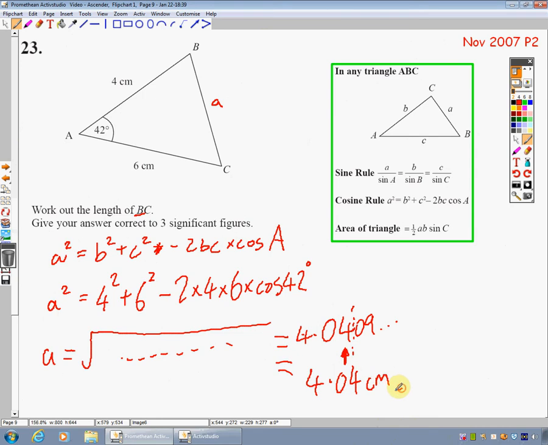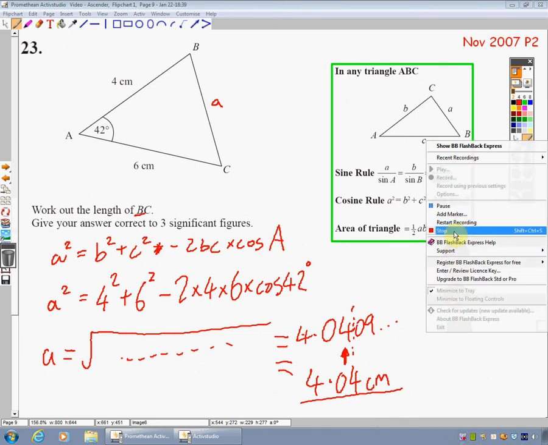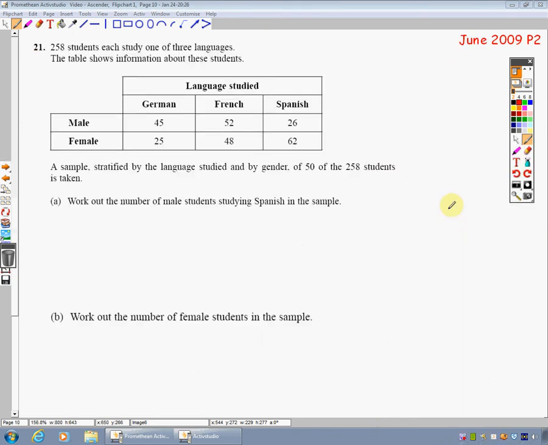Right, okay guys, back to me now. Have a look at this question. This is about samples and stratified sampling. The first question says, work out the number of male students studying Spanish in the sample. So we want Spanish students that are male.